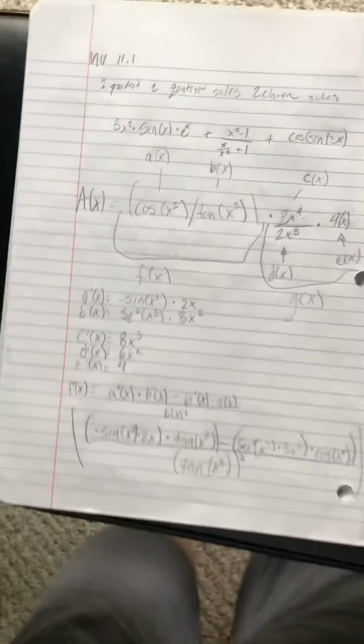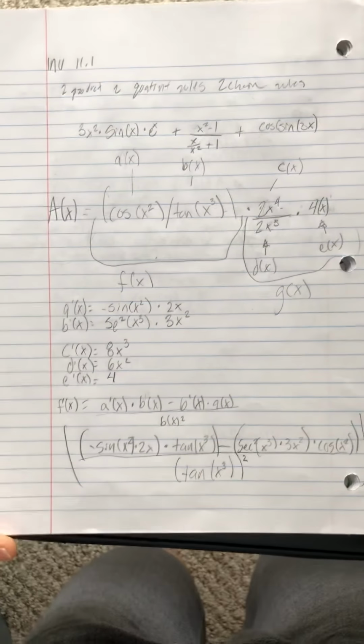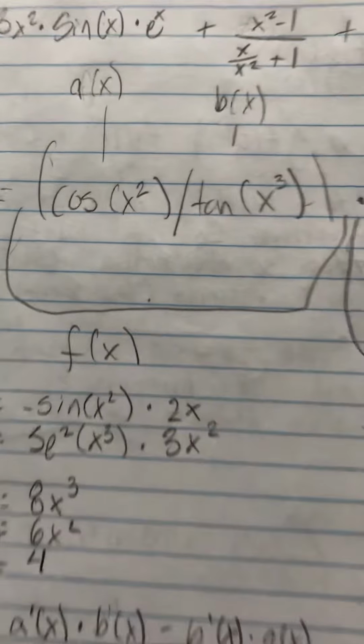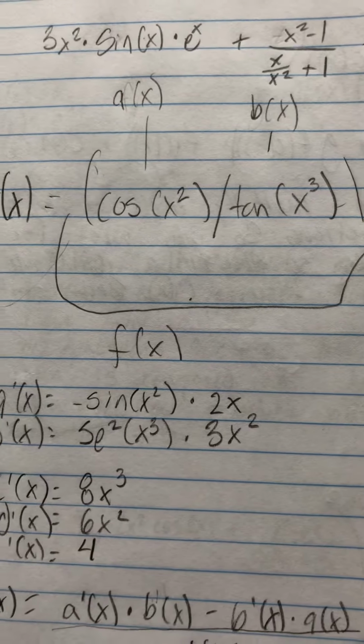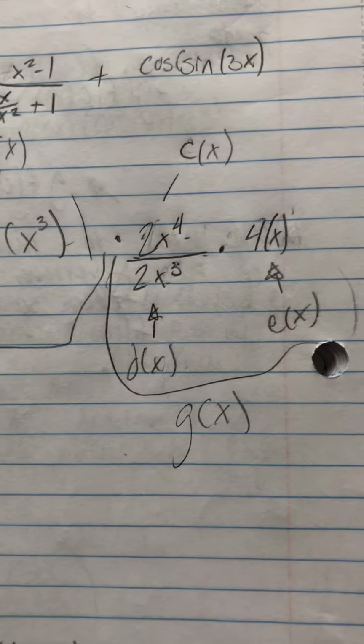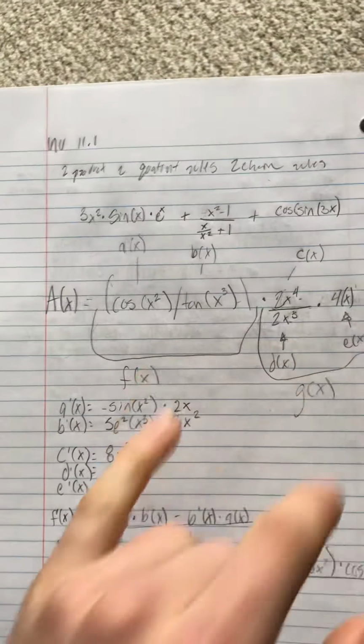Alright, so this is the question. I had to do two product rules, two quotient rules, and two chain rules to find its derivative. I called the entire function a of x. I grouped these together for one of the quotient rules as f of x, and these together as g of x, so then I could just product rule these two together.